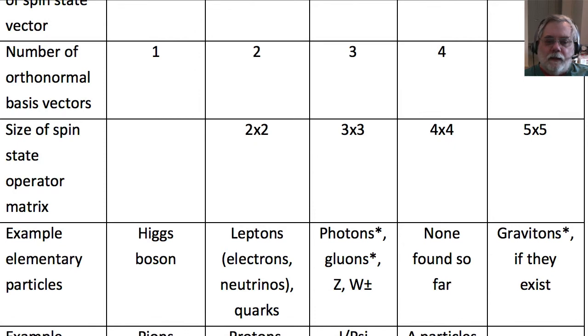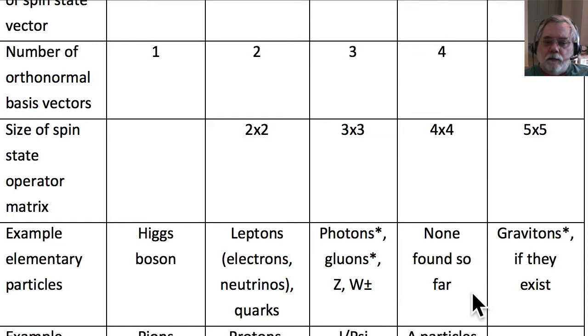Now, let's list some example elementary particles of different spins. The only elementary particle that is spin 0 is the Higgs boson. But there are a lot of elementary particles that are spin 1/2. All leptons, which includes all electrons and all neutrinos, are spin 1/2. And all quarks are spin 1/2. Spin 1 particles include photons, gluons, the Z particle, and the W plus and minus particles. The Z and W plus and minus particles have mass, but the photons and gluons are massless.